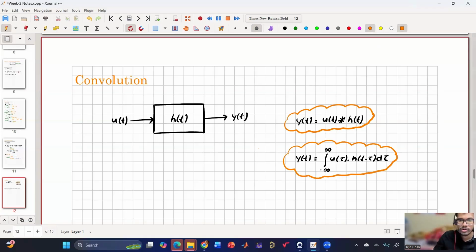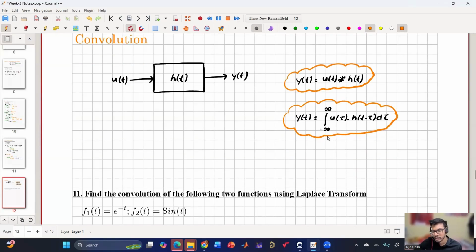But there is also one advantage with the Laplace, because convolution means again an integral. I have to multiply two time domain functions, say one is exponential, one is sine. Then again, I have to apply integration by parts and then integrate from minus infinity to infinity. Again, it is lengthy and complicated. So can Laplace help here?